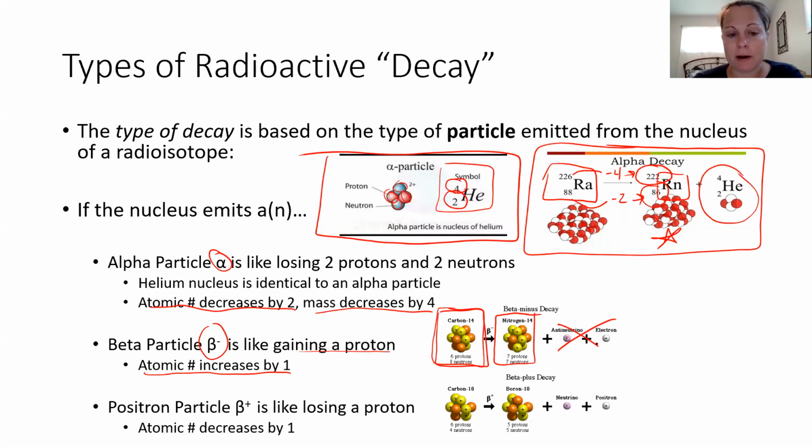The opposite of a beta particle is a positron particle. So if a beta is like saying you're gaining a proton by this process, a beta positive particle, which is called a positron, is like losing a proton. So something like carbon-10, which is a pretty rare isotope, would turn into boron-10 by decreasing the atomic number by 1. So the type of decay is based on what particle gets spit out, and that is specific to the isotope. I know that this can be confusing, but we're going to do some examples.